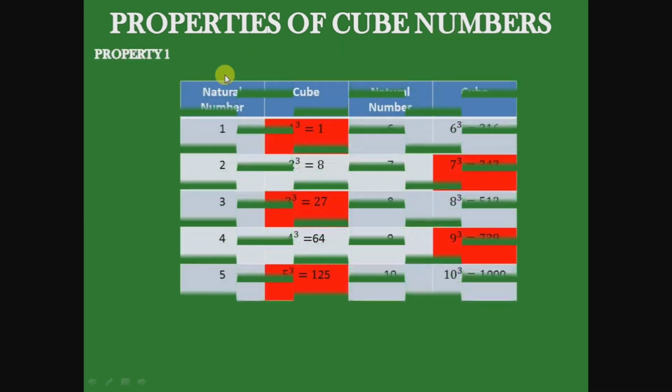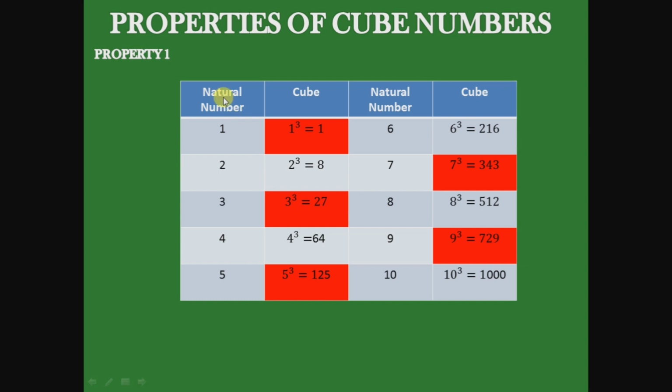Properties of cube numbers. Property 1. Look at this table. Here we have the natural numbers from 1 to 10 and their cubes. The cube of 1 is 1, of 2 is 8, of 3 is 27, of 4 is 64, of 5 is 125, of 6 is 216, of 7 is 343, of 8 is 512, of 9 is 729, and of 10 is 1000.